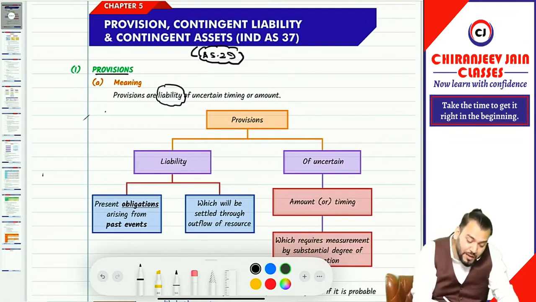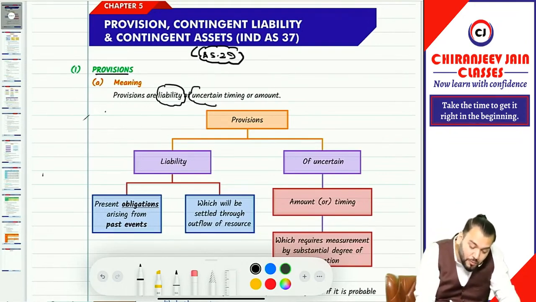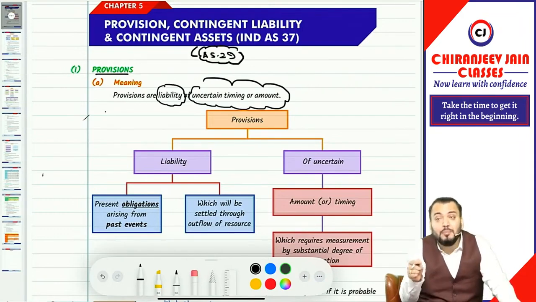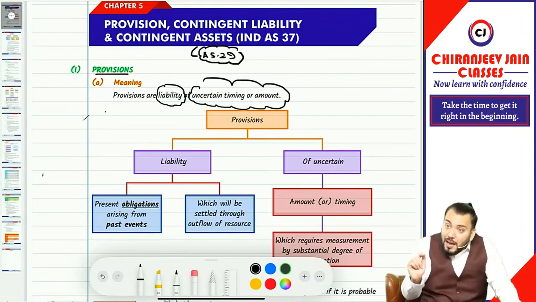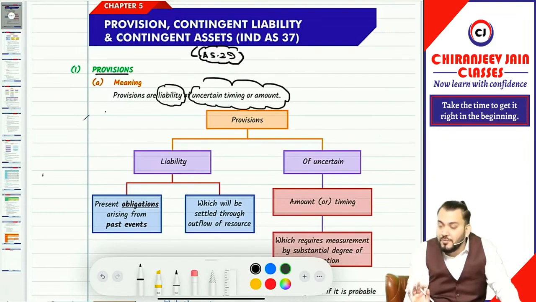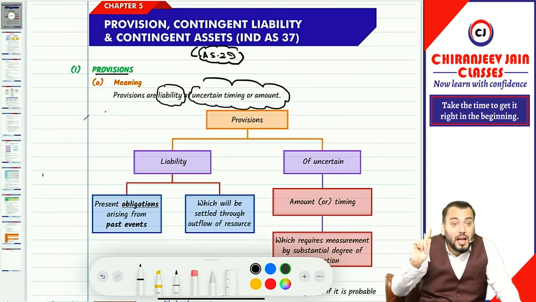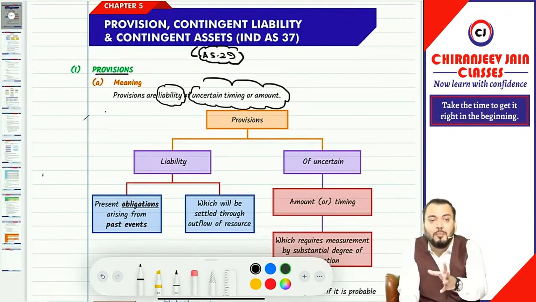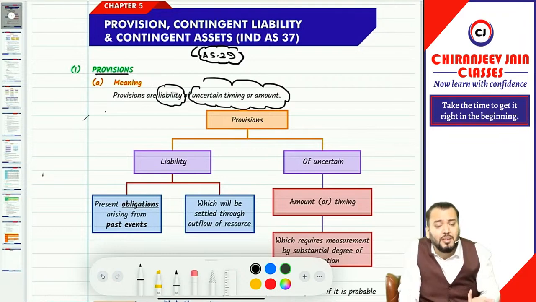But liability of what? Uncertain amount or timing. Either the timing of payment is not known, or the amount of payment is not known, or both are not known, of uncertain timing or amount. Simple definition: provisions are liabilities of uncertain timing or amount.